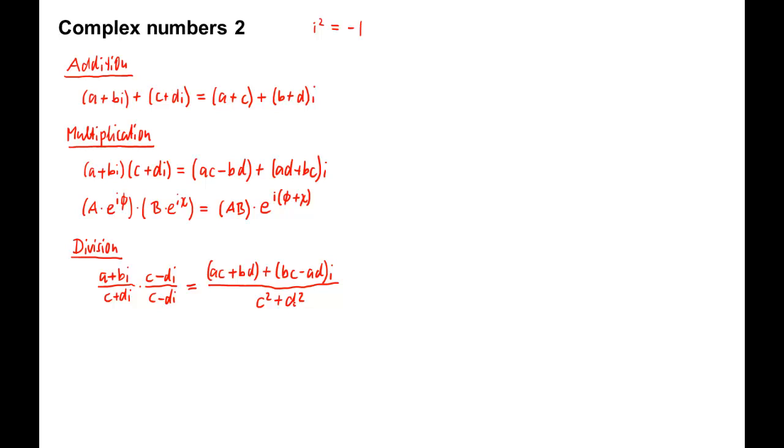Division is much simpler in exponential notation. For example, a times e to the i phi divided by b times e to the i chi. Just divide the amplitudes, a over b, and subtract the phases.